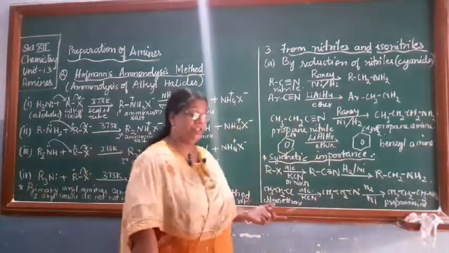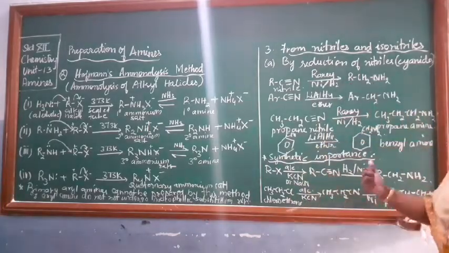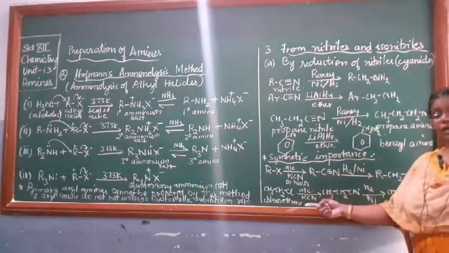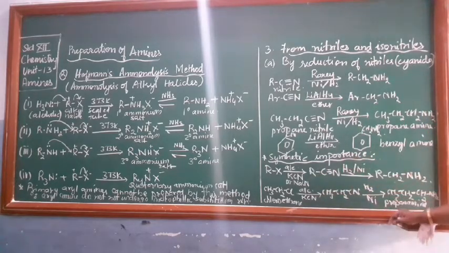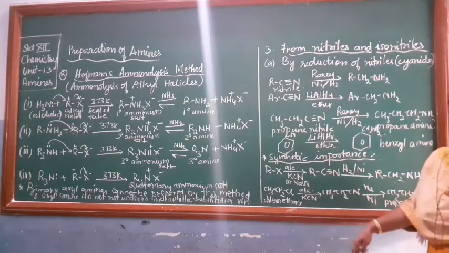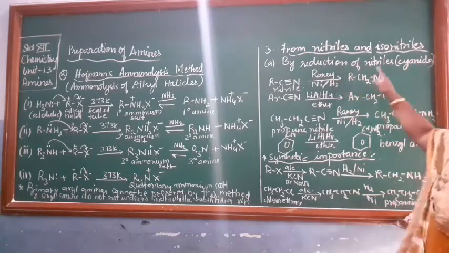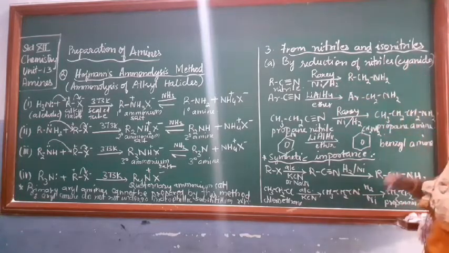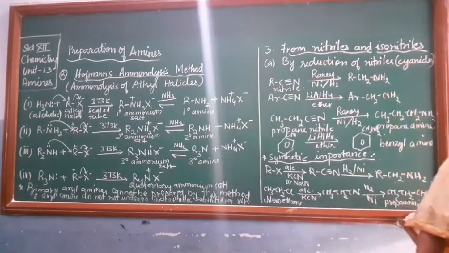So whenever in the examinations you want an amine with 1 carbon more starting with alkyl halide, you can use this method. Okay, so synthetic importance is very high because conversion of alkyl halide to a primary amine with 1 carbon more is very easily possible by these reactions. So this is how you can obtain amines by reduction of nitriles या फिर cyanides. ठीक है, copied out this, then I can go to isonitrile.